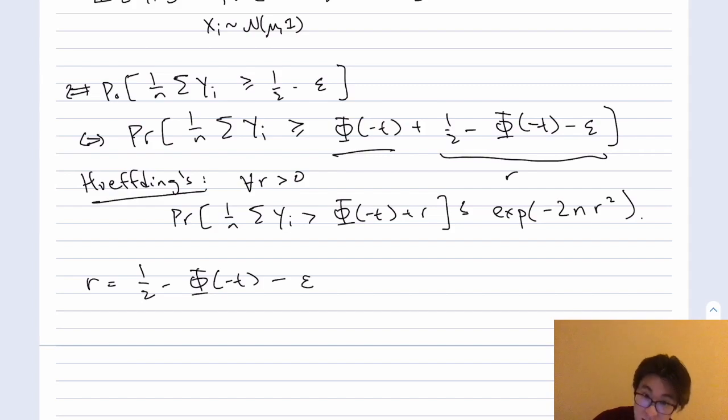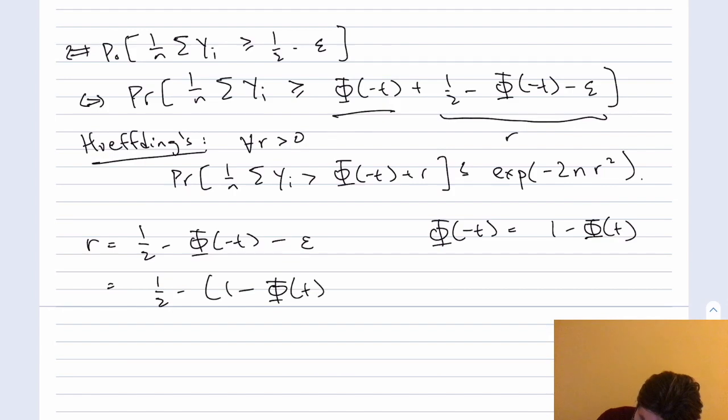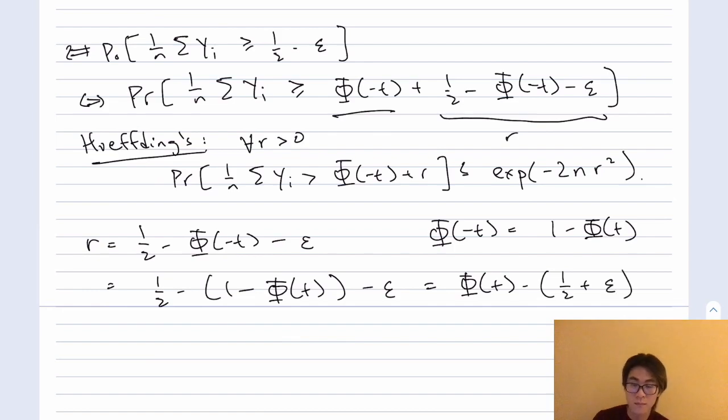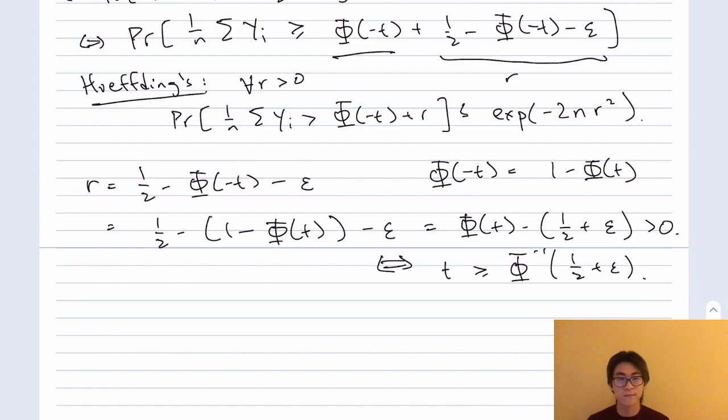I'm just going to use the fact that phi of minus t is equal to 1 minus phi of t, by the symmetry of the Gaussian, to say that this is equal to 1/2 minus (1 minus phi of t) minus epsilon, which I can rewrite as phi of t minus 1/2 plus epsilon. And we want this to be greater than or equal to 0, but of course this is just equivalent to the fact that t is greater than or equal to phi inverse of 1/2 plus epsilon, which is the assumption that we made on t. Great, so we are in the regime where Hoeffding's holds.